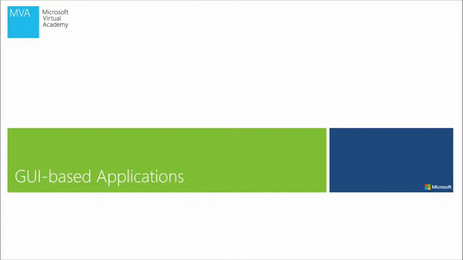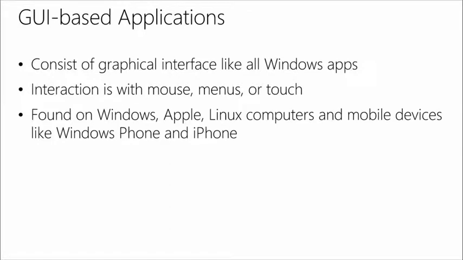So GUI-based or graphical user interface-based applications came about back in the days when Microsoft started introducing Windows 3, 3.0, 3.1. Apple was working on the Apple OS, and graphical user interface applications have specific attributes or characteristics, if you will, that we use to determine whether it's a GUI-based application or not. Some of those, as we look on our slide here, is they consist of a graphical interface.